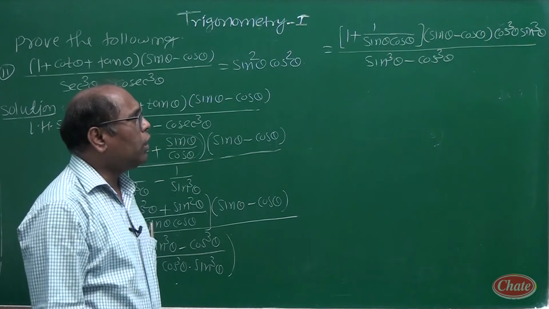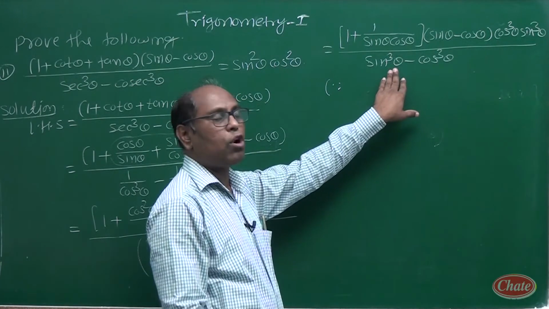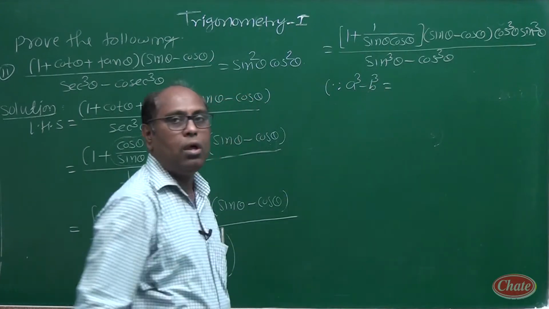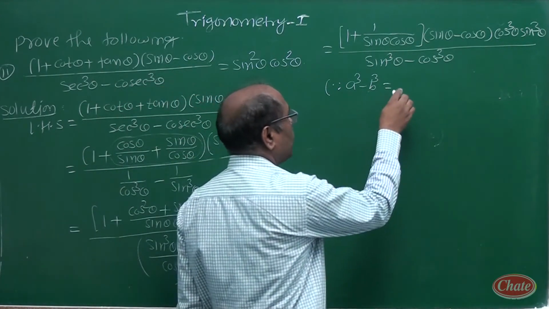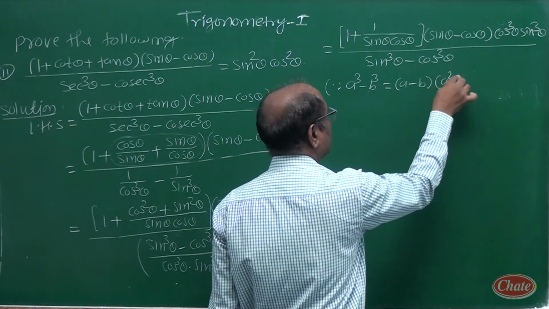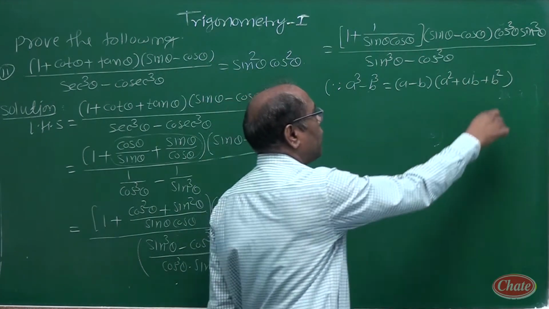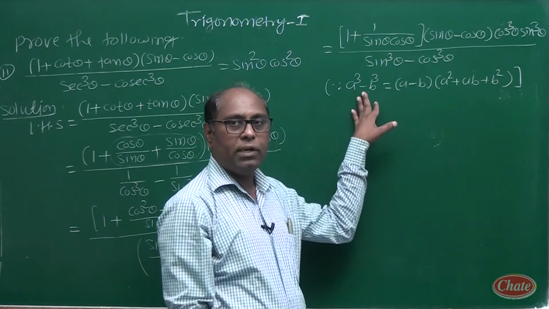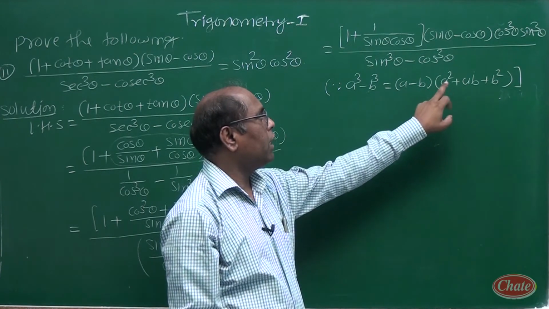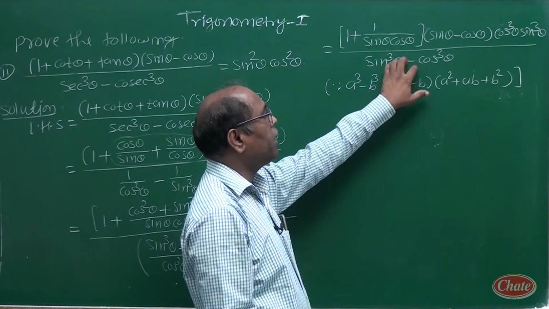Now here in the denominator, we have to use the formula a cube minus b cube, that is equal to a minus b into, in the second bracket, a square plus ab plus b square. It is an identity. We use this identity in the denominator.